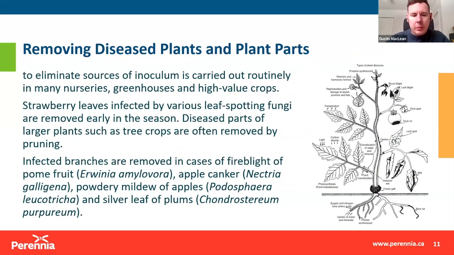Removing diseased plants and plant parts to eliminate sources of inoculum is carried out routinely in many nurseries, greenhouses, and high-value crops. For instance, strawberry leaves infected by various leaf-spotting fungi are removed early in the season. Diseased parts of larger plants such as tree crops are often removed by pruning. For instance, infected branches are removed in cases of fire blight, Erwinia amylovora, certain apple cankers like Nectria, powdery mildew of apples, and silver leaf of plums.